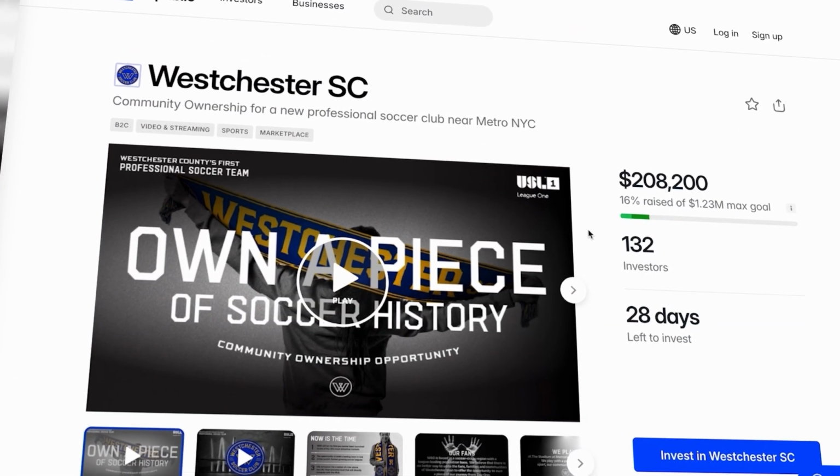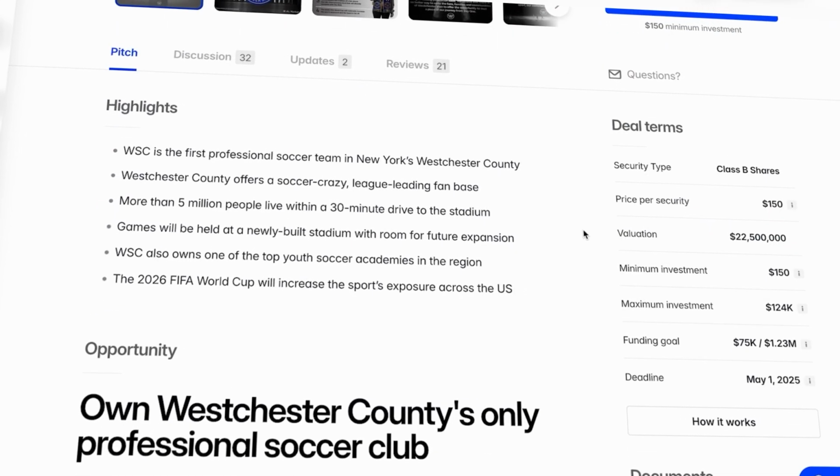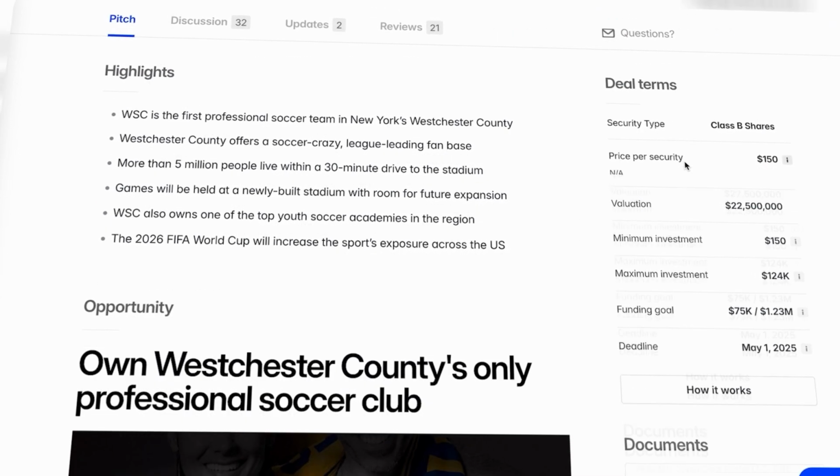As a startup investor, you are looking at a couple of different things. Number one, classes of shares. You're looking at the price per security.